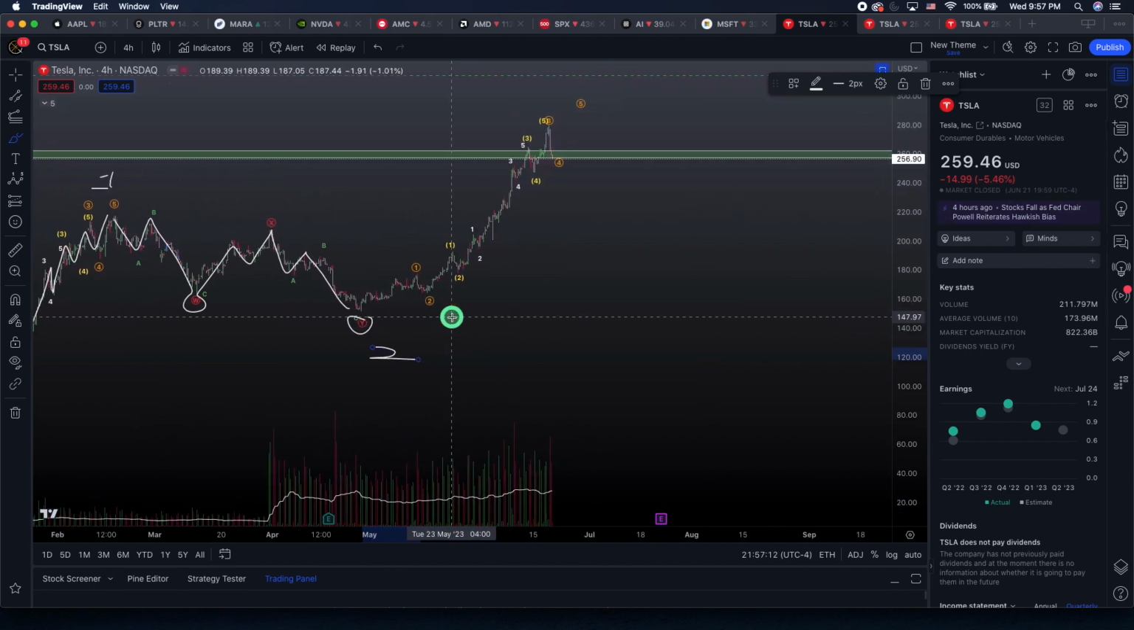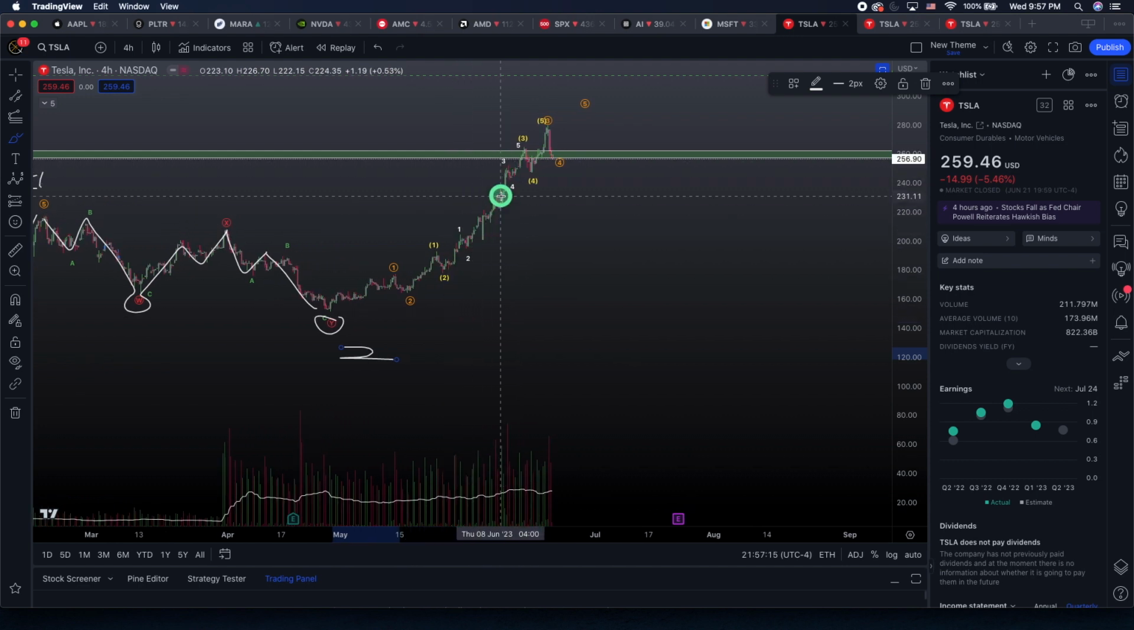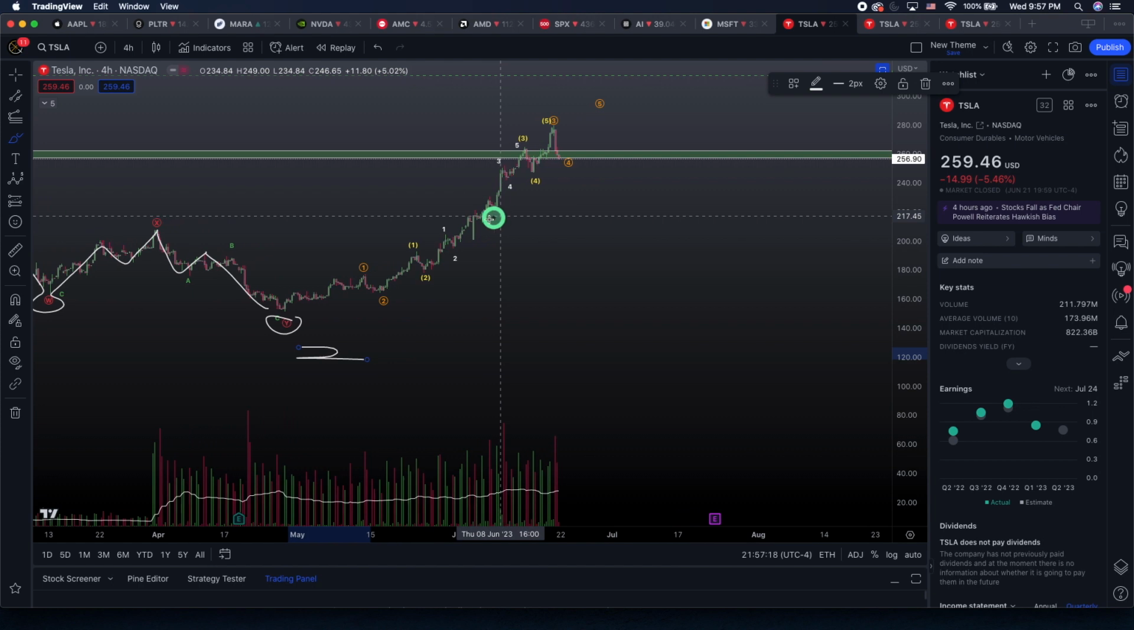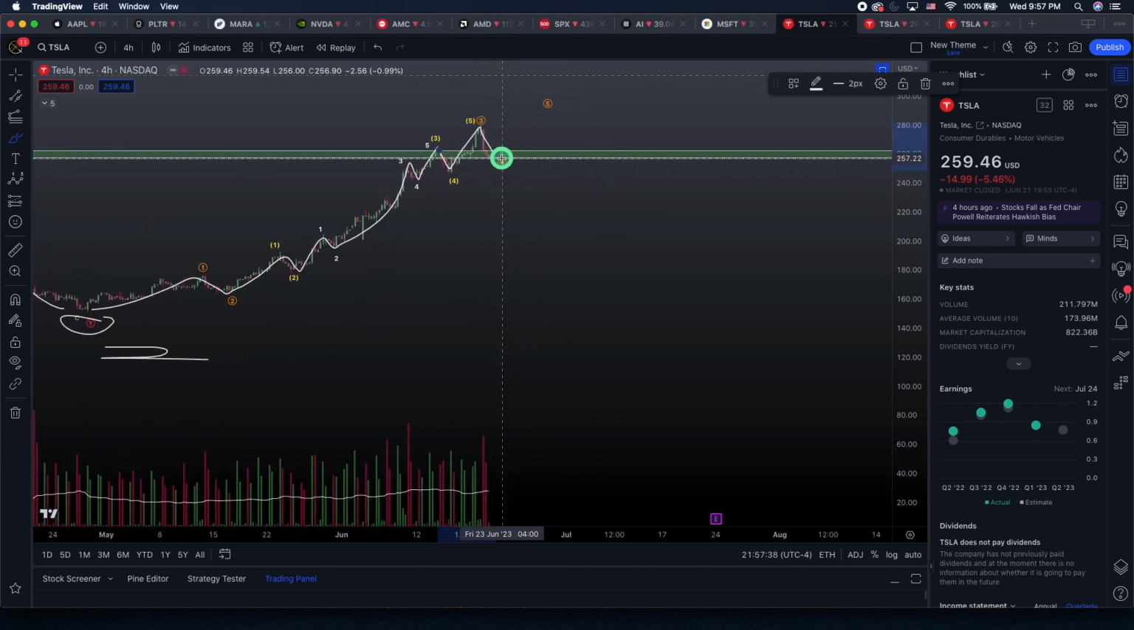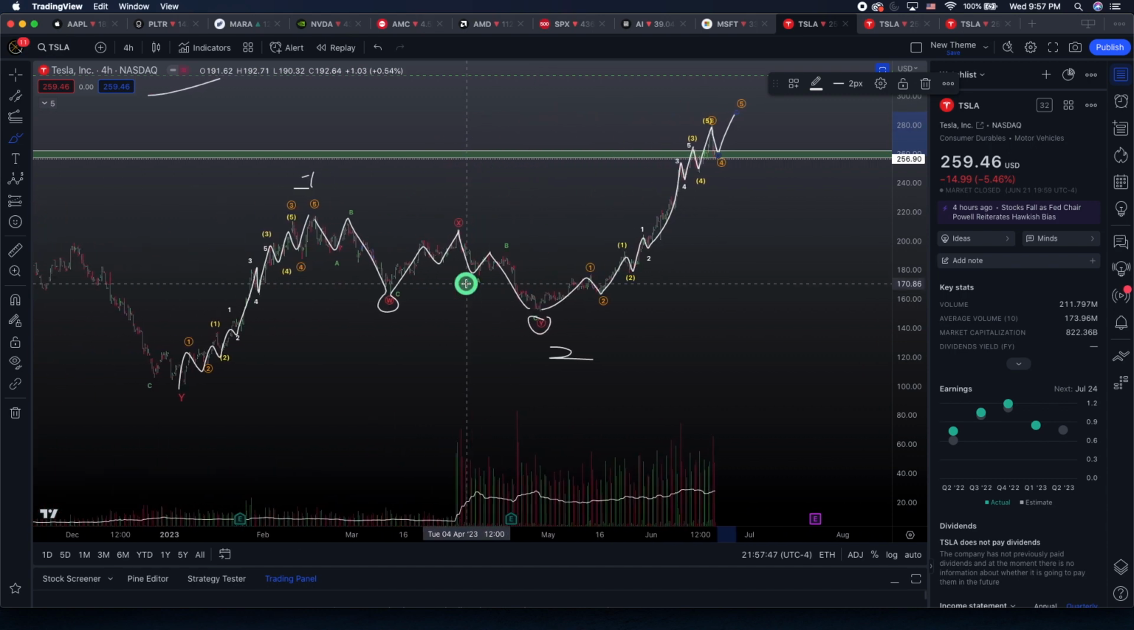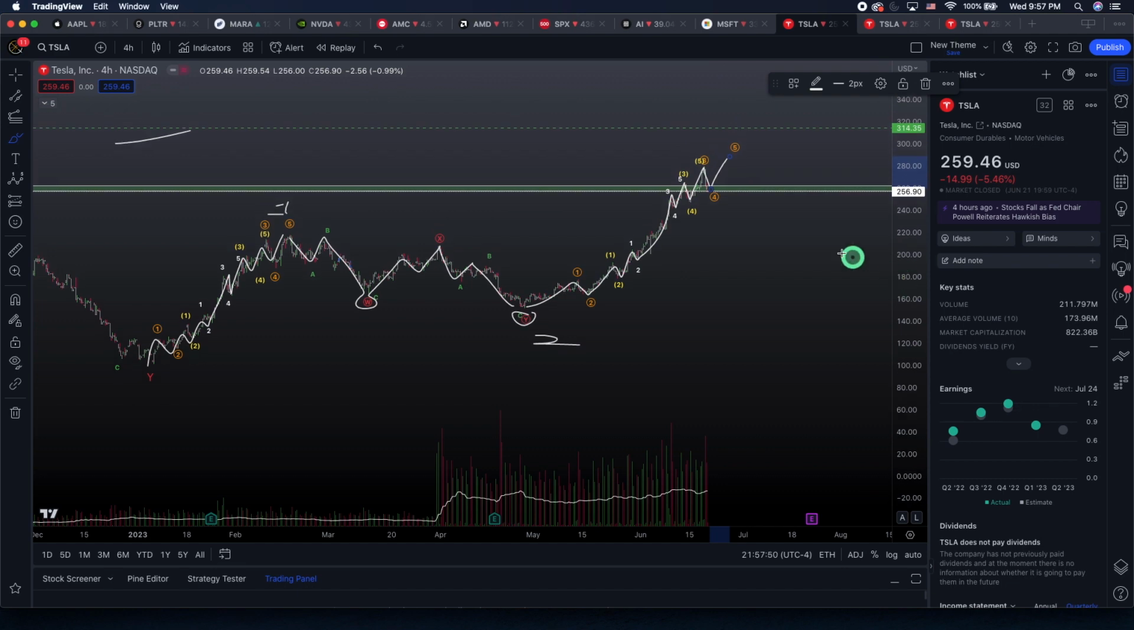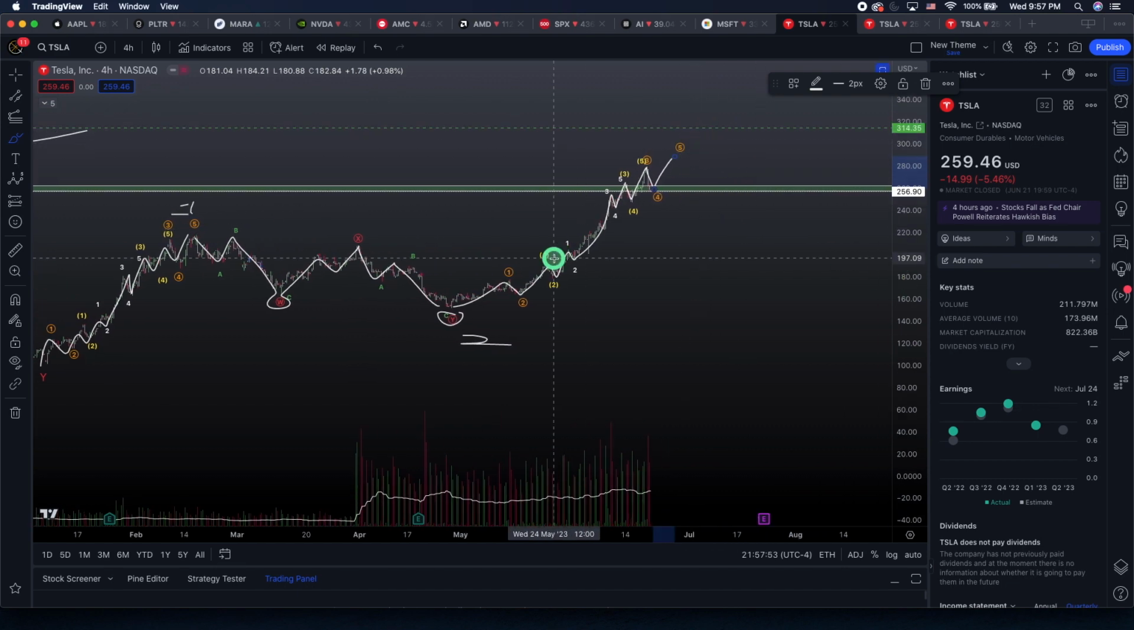And I believe this count is correct. There may be room for another 1, 2 in here, but for now this is what I'm going with. So we had our first wave, second wave, 1, 2, 1, 2, 1, 2, 3, 4, 5, 4, 5, and what we're in right now is basically another fourth wave pullback. I think we should rally higher from here for another fifth wave to take us higher to around that $300 level, possibly even that 314.